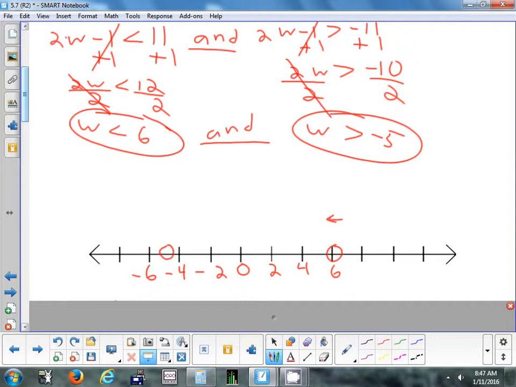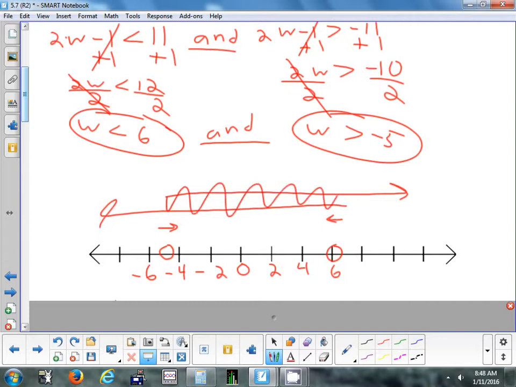Think about numbers bigger than negative 5. Are bigger numbers to the left? Zach? No. So which way are we shading here? Yeah, we're shading to the right. So, are these two things going to overlap? Yes, definitely. If I were to draw the whole arrow, this one goes this way, this one goes this way. There's an overlap in this section right in the middle.